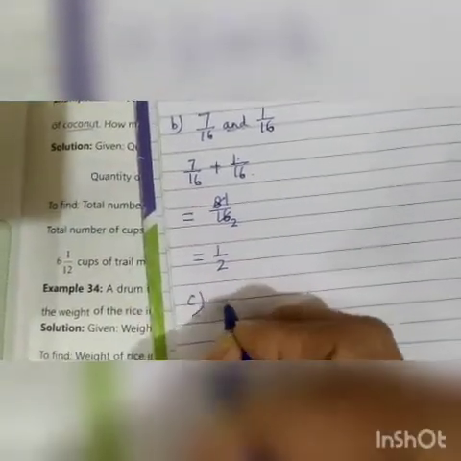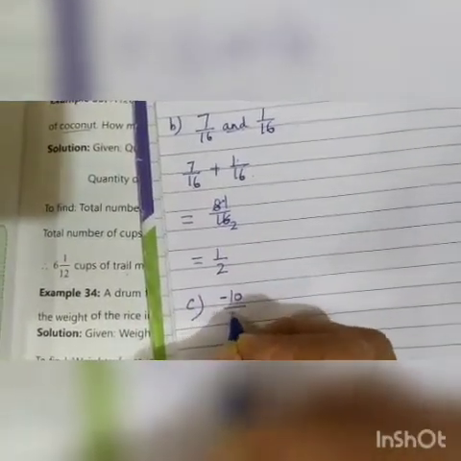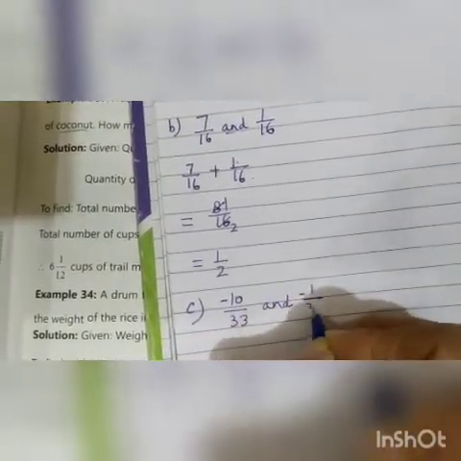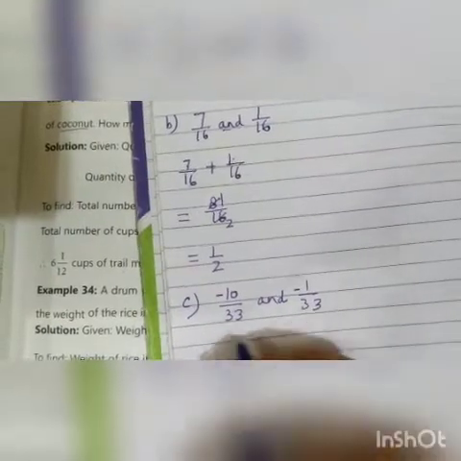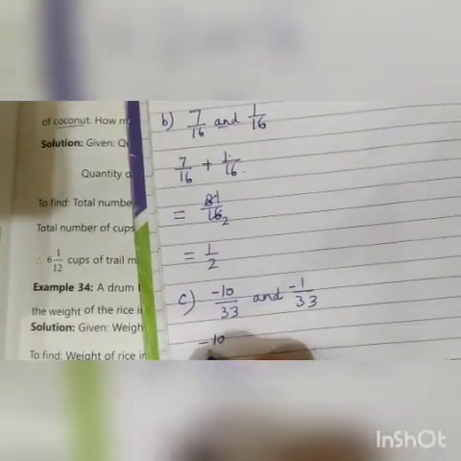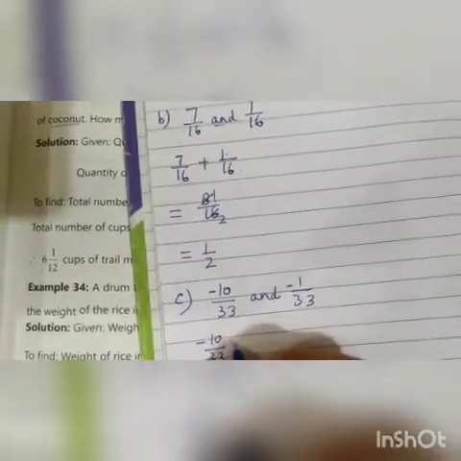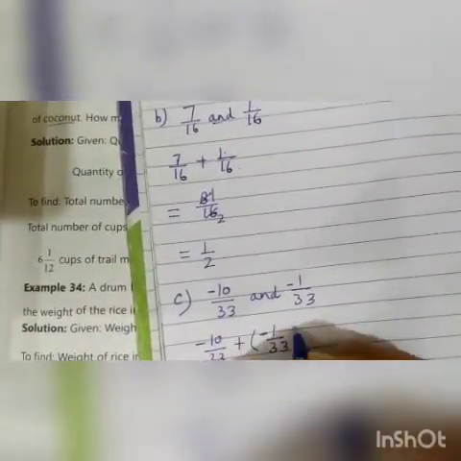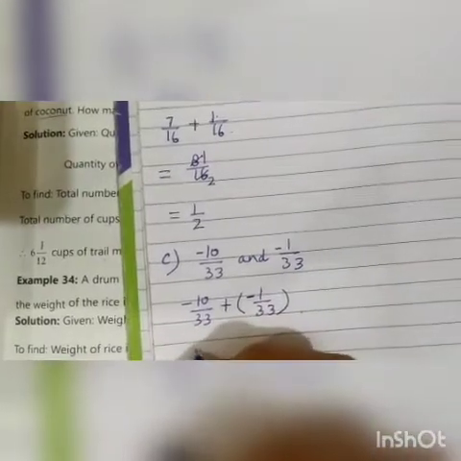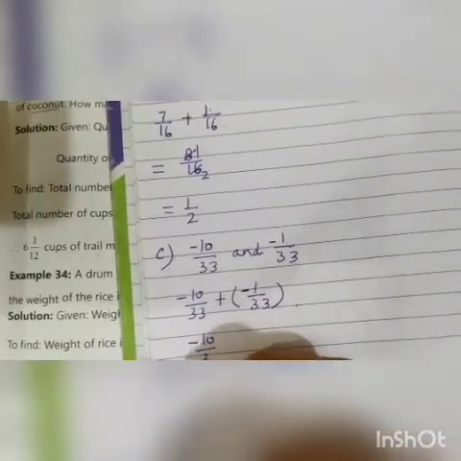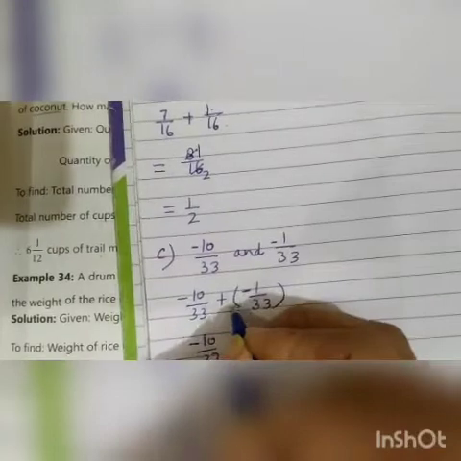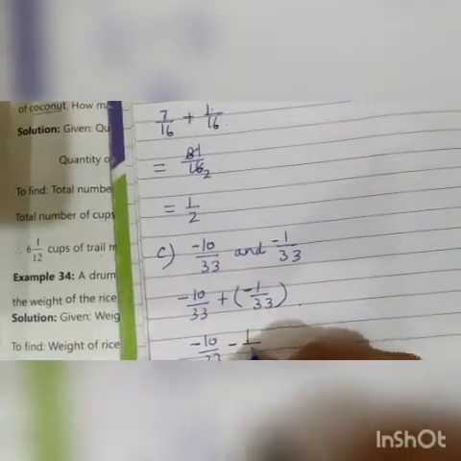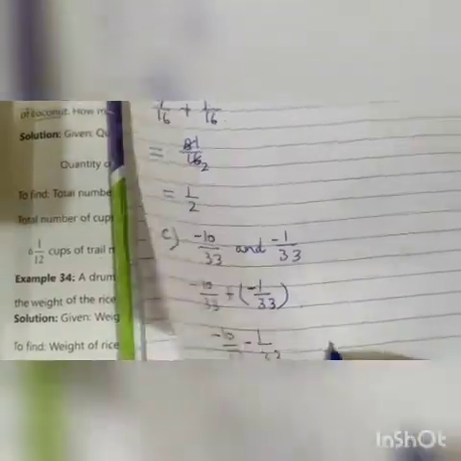C part. In C part, minus 10 upon 33 and minus 1 upon 33. Again, put a plus sign between them, then minus 1 upon 33. It will be written as minus 10 upon 33. Again there is a plus sign outside this bracket. We will write this as minus 1 upon 33.